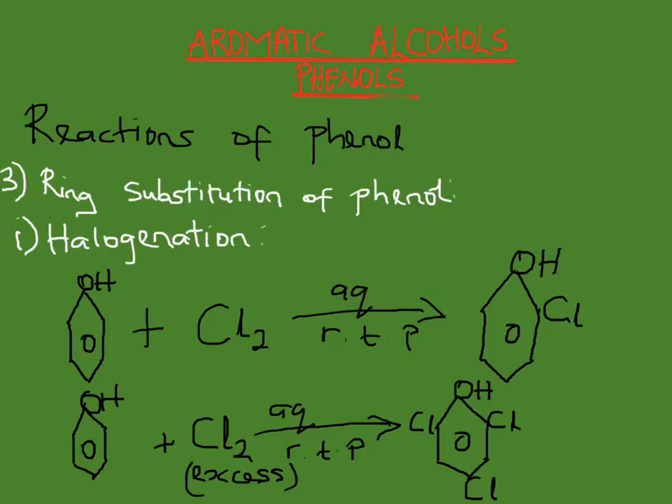to yield 2-chlorophenol. And also, in excess halogen at room temperature, a tri-substituted product is yielded. You can see phenol reacting with excess aqueous chlorine at room temperature yields 2,4,6-trichlorophenol.